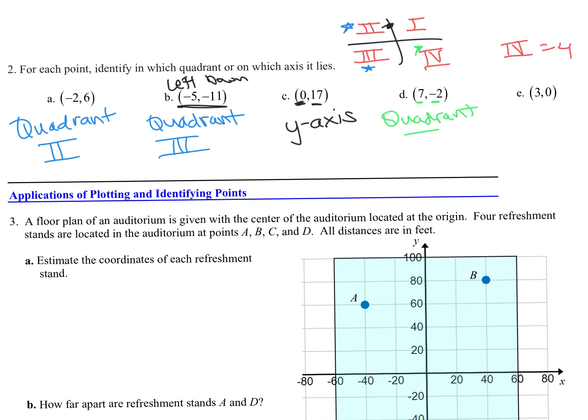Okay, and then 3, comma 0 says that I get to go right 3, but I don't get to go up or down. So that would be right here, and that would be the x-axis. All right, so that's how we determine what quadrant we're in.